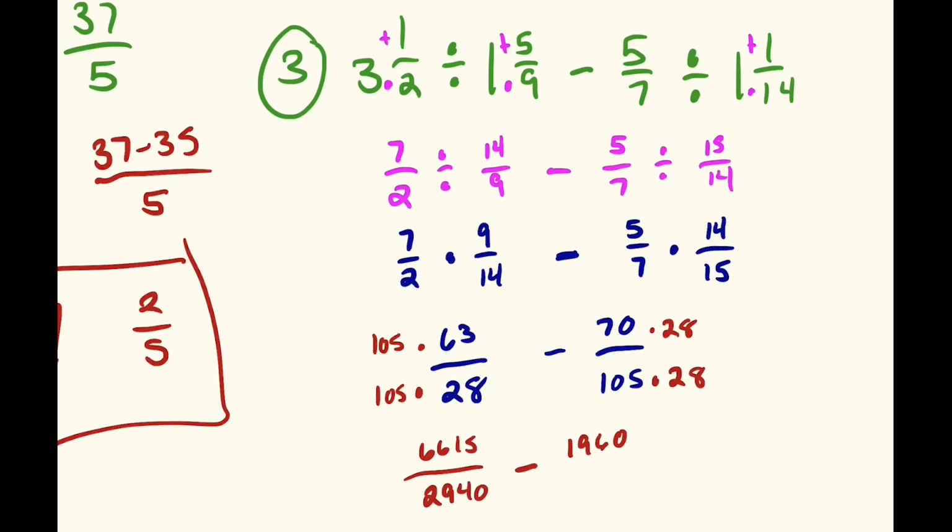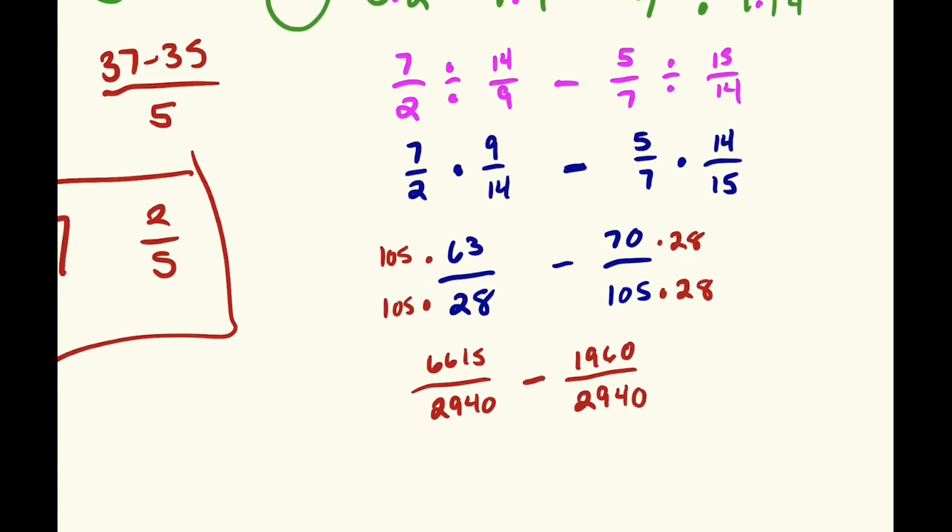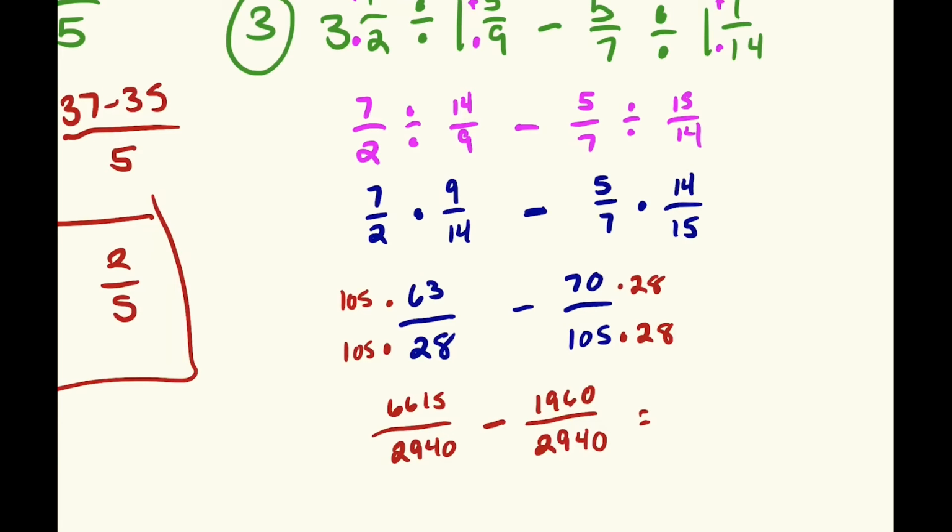1,960, over 105 times 28, which is 2,940. So now, simplifying from here, that just gives me 6,615 minus 1,960, all of that over 2,940. We simplify 6,615 minus 1,960, which is 4,655 over the same denominator of 2,940.